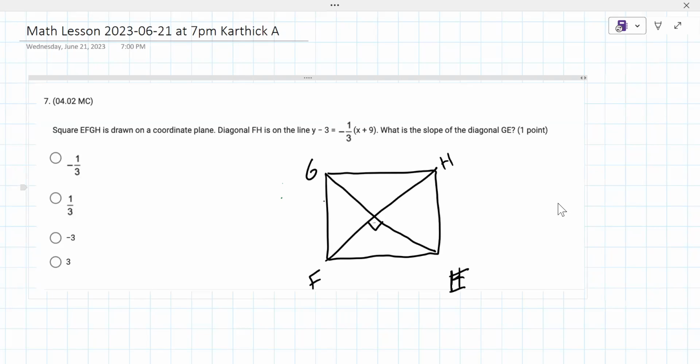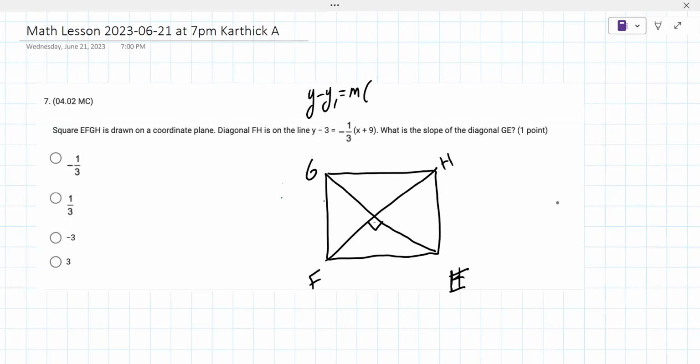So this is in point-slope form: y minus y1 equals m times (x minus x1). The slope is the number in front, so the slope is -1/3. Yes. Since we want the perpendicular slope, we have to take the opposite reciprocal of that.